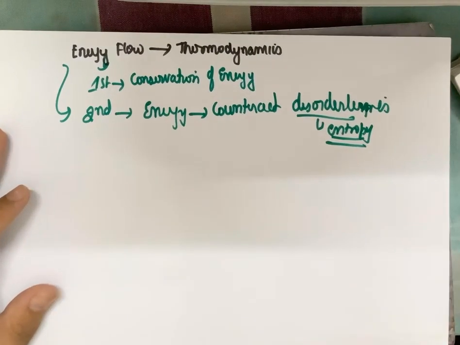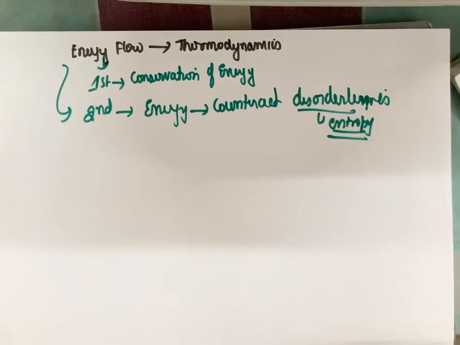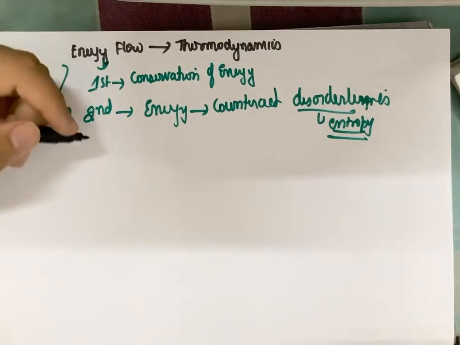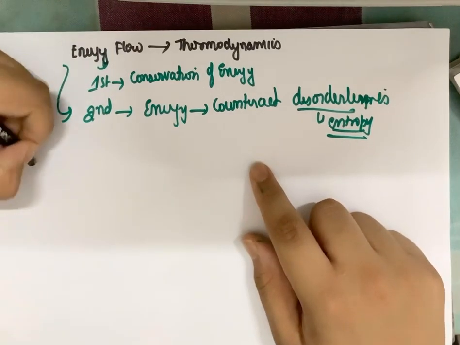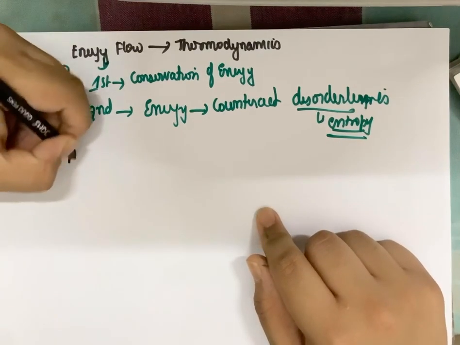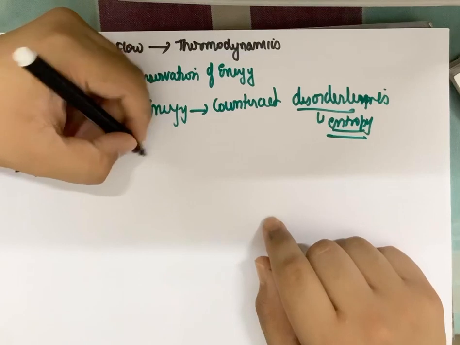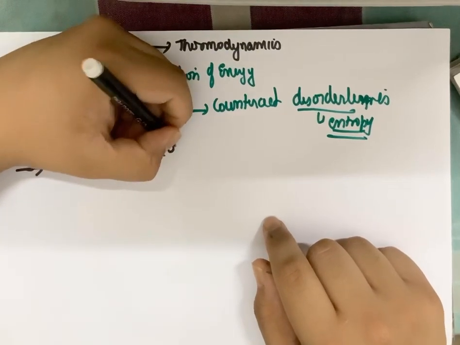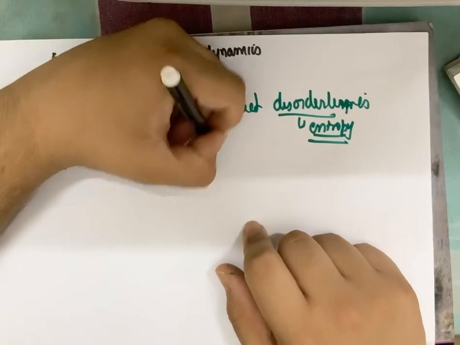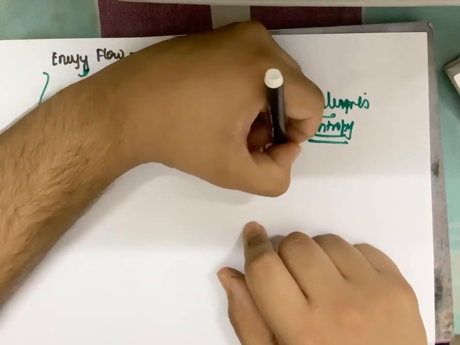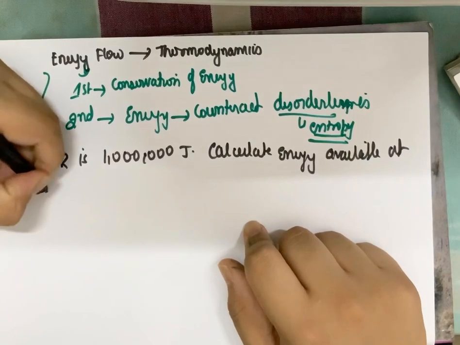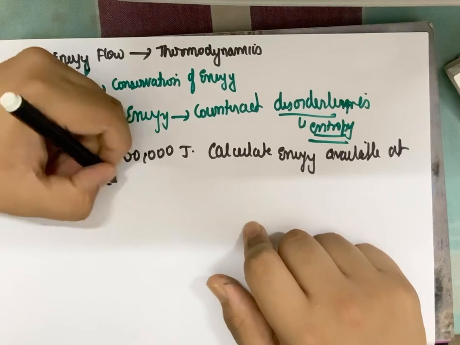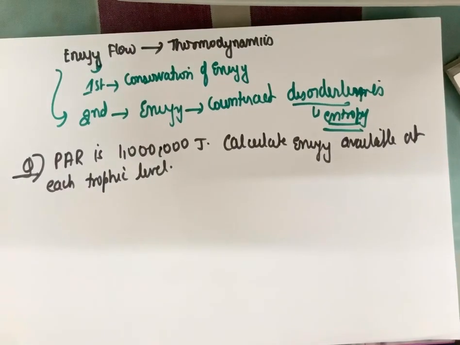Fine. Alright. Now before closing the class, I will do one numerical from this topic, because generally we are asked a numerical from this topic as well. The numerical states that, I'll just state the numerical. It's a very simple one. I'll just take a simple one for calculation convenience. The rest of it you can of course do. Photosynthetically active radiation or sun's light is 10 lakh joules. Calculate energy available at each trophic level. Okay, this is the question.